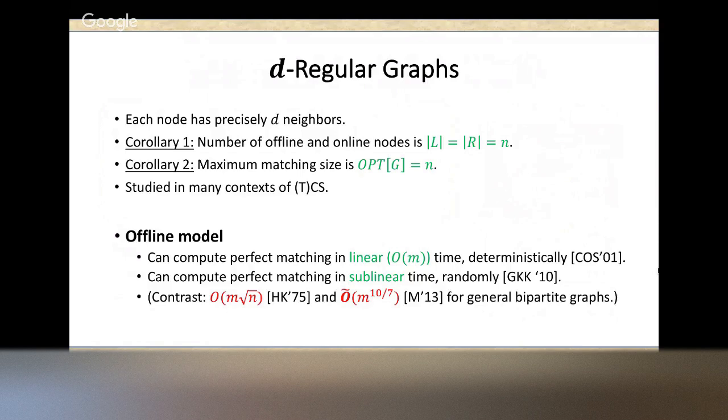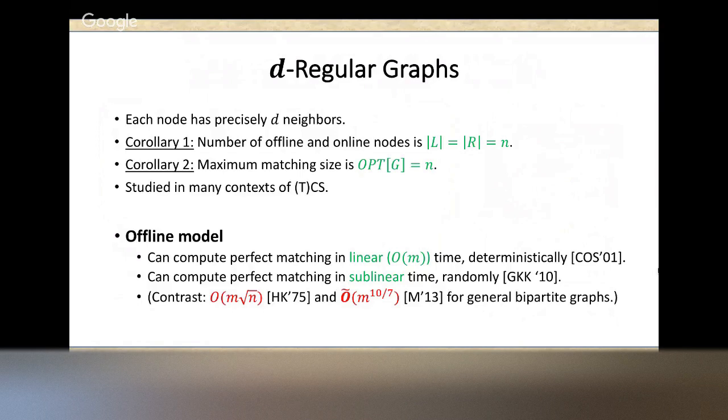GKK is Goel, Kapralov, and Khanna. Maybe people are not familiar. So I think sublinear is just O(n). Sublinear here was n log n. So if m is the number of edges, you can do quasi-linear in the number of vertices. So if the graph is dense, I don't care about most of it. It's basically what they're saying.